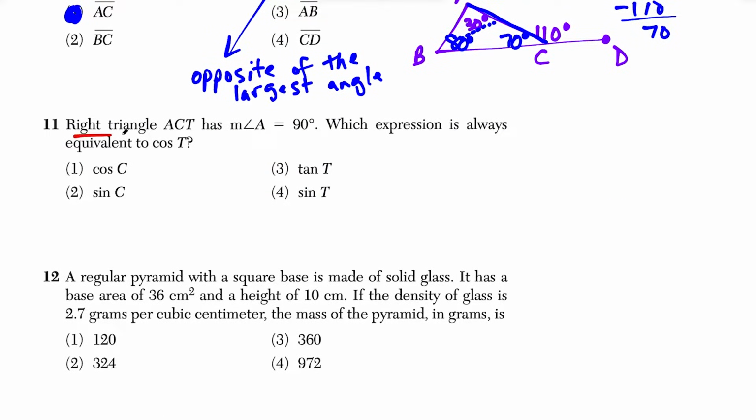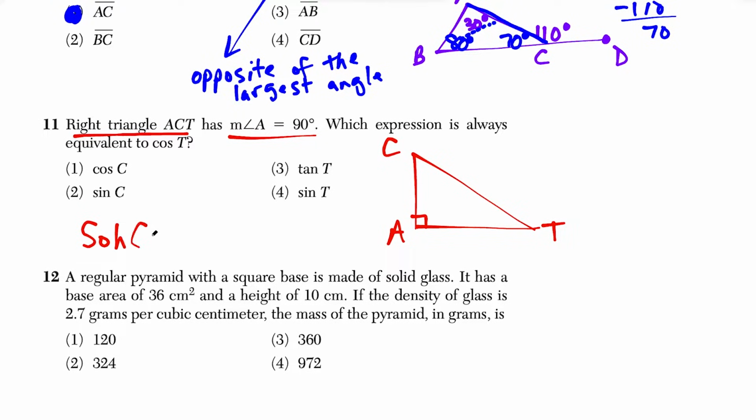Question 11, we have right triangle ACT has the measure of angle A equal to 90 degrees. So the first thing I'm doing here is just drawing out a right triangle. And at this right angle over here, I'm labeling this as angle A because the measure of angle A is equal to 90 degrees. The locations of C and T is not important, but remember, the location of A is very important. It has to stay attached to the 90-degree angle. So now next, I'll write down this mnemonic here, SOHCAHTOA, because this will help us set up the trig ratios. And what we have next is we want to know which expression is always equivalent to cosine of angle T.